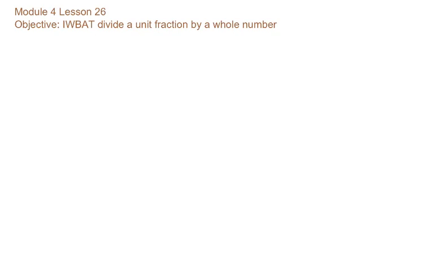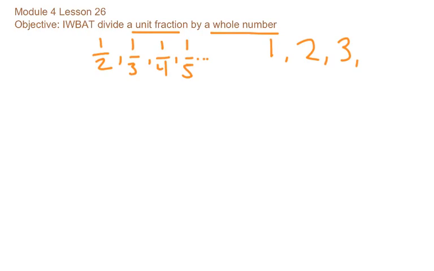Okay, today we're looking at dividing a unit fraction. We're going to divide a unit fraction by a whole number. A unit fraction is a fraction with 1 for the numerator. So a unit fraction would be 1/2, 1/3, 1/4, 1/5, etc. And a whole number being 1, 2, 3, 4, etc. So we are going to be dividing unit fractions by whole numbers.